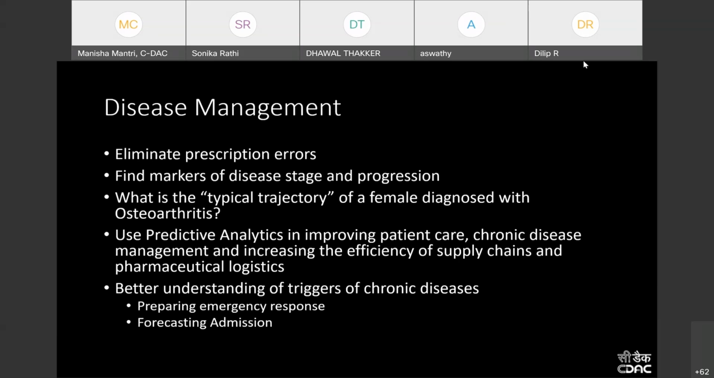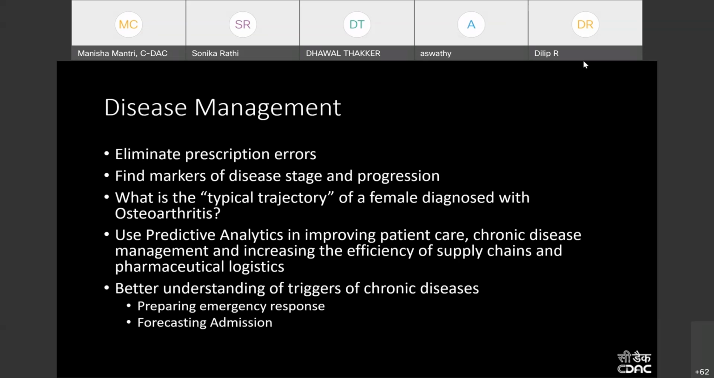So for example, what is a typical trajectory of a female diagnosed with osteoarthritis? So if I ask this question adding a few more parameters, say for example, female with the age XYZ, female with the occupation in IT, or female with the occupation in banking. So all of these, if I start adding, can I get some outcome? Can I get some insight which can help me to treat the patient?